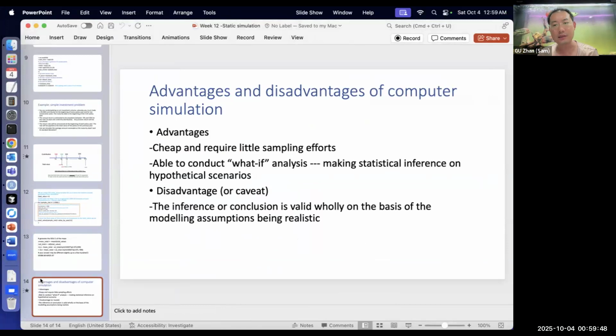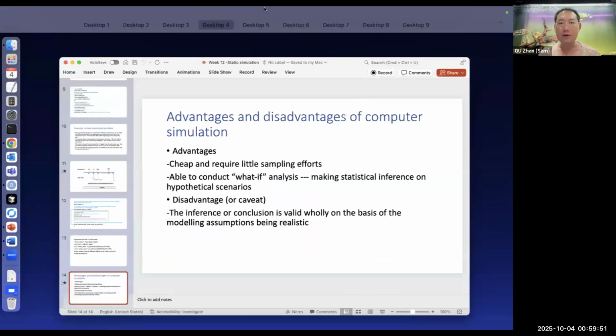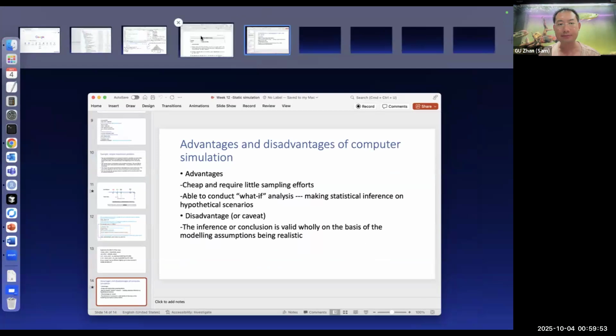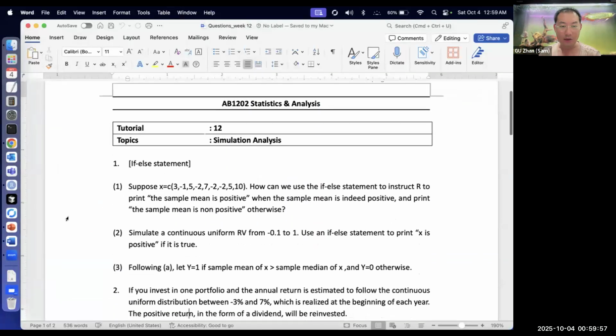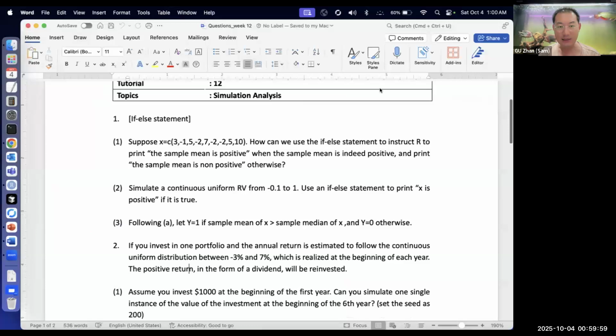So that's the slide. Okay, then we look at the tutorial for week 12. Okay, let's look at the tutorial. If else statement, suppose x equal to this one, then how can you use an if else statement to instruct R to print the sample mean is positive when the sample mean is indeed positive, and print the sample mean is not positive otherwise.